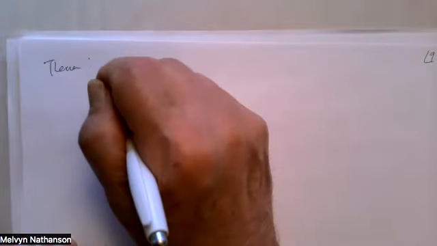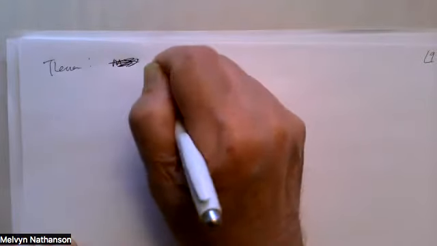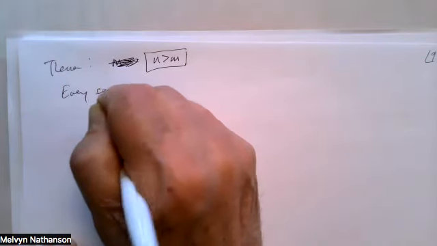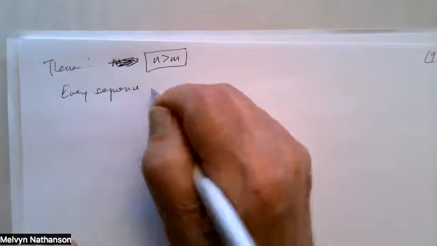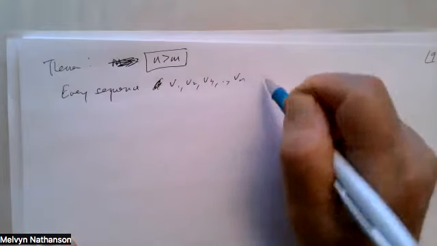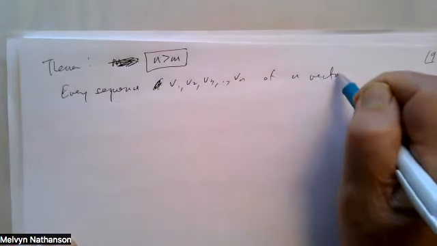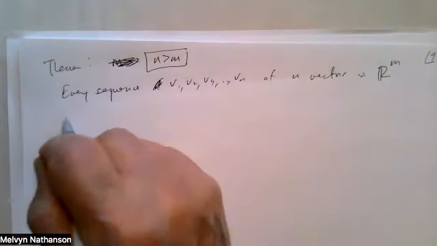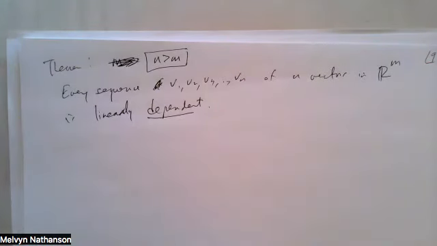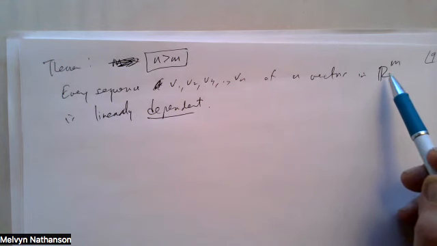Suppose we have positive integers m and n, and n is bigger than m. So the theorem says that every sequence v1, v2, v3 up to vn of n vectors in the vector space Rm is linearly dependent. Not independent, but dependent. So if you have the vector space Rm and you have more than m vectors, those vectors must be linearly dependent.